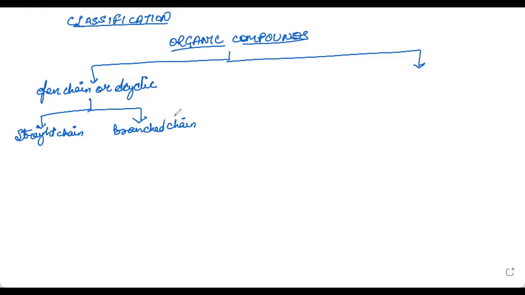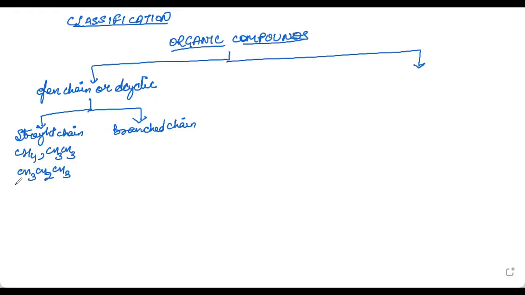If the chain is straight, there is no branching, it is a straight chain organic compound, like CH4. It has only one carbon, so branching cannot occur. When it is a two carbon compound, that is ethane, no branching can occur. In propane, there cannot be any branching. So up to 3 carbon atoms, branching cannot occur. When we have 4 or more carbon atoms in open chain organic compounds, then there can be branching.